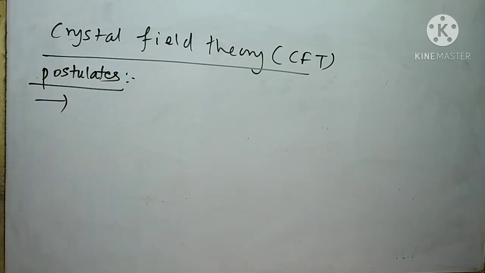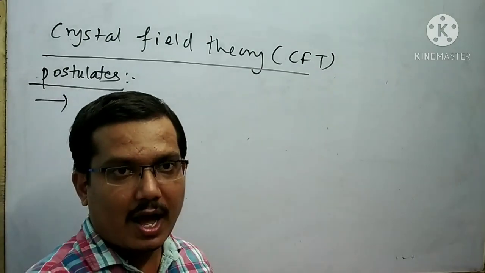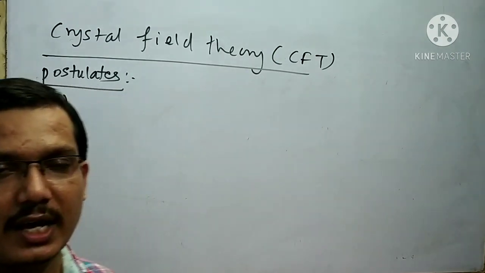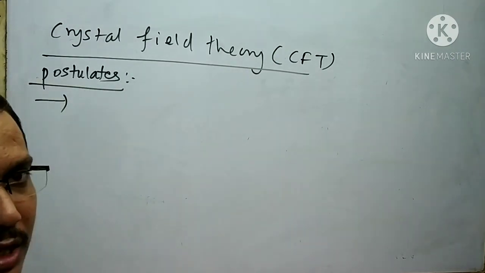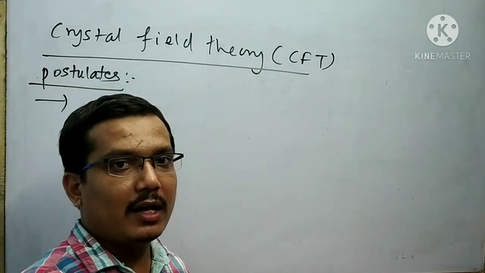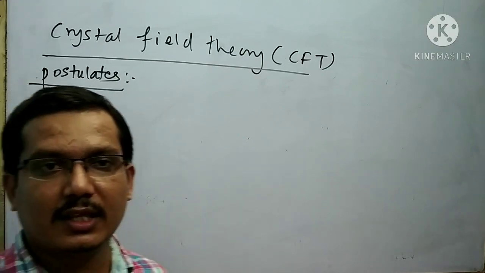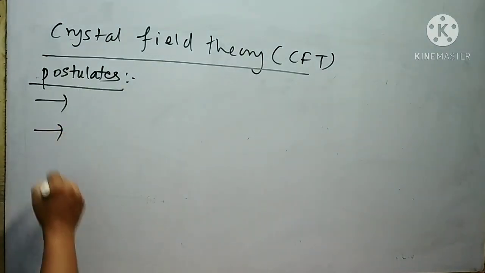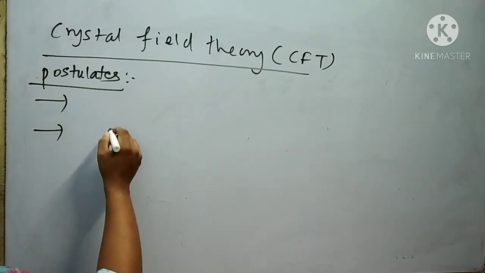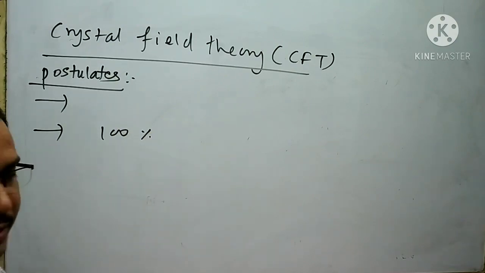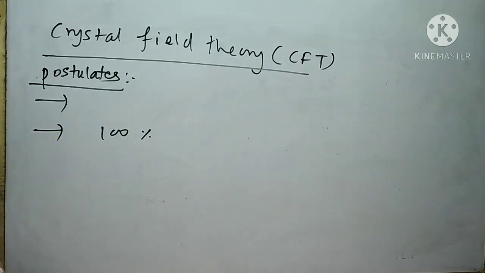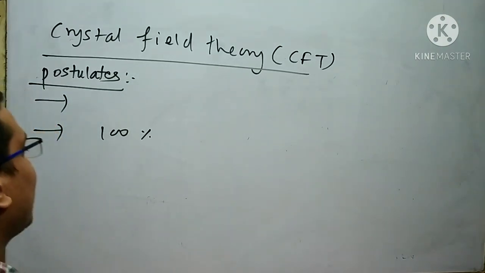First point is the transition metal atom acts as the central cation. The ligand donates the lone pair to the central metal cation. The neutral ligand acts as a dipole, while the anionic ligand is considered as a point charge. Second point is the bond between the central metal cation and the ligand is 100% ionic. That means there is an electrostatic force of attraction between the ligand and the central metal cation.